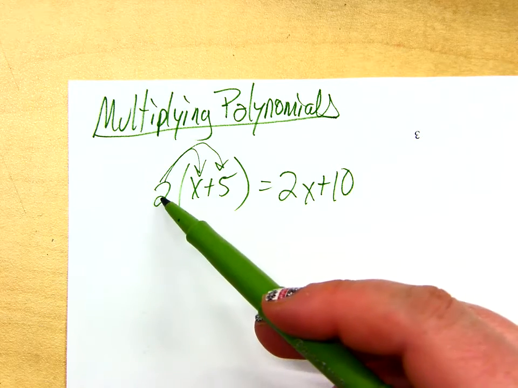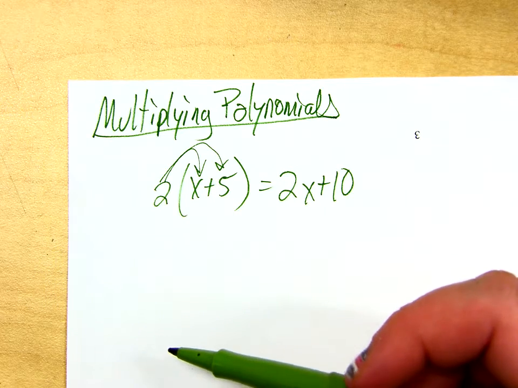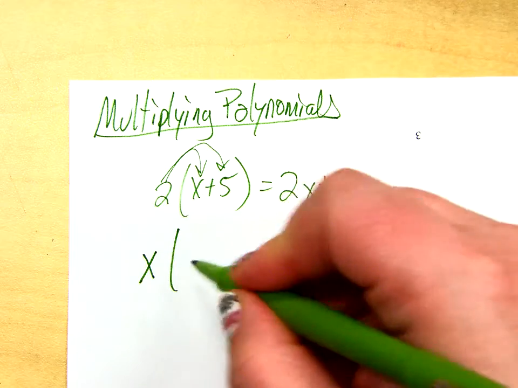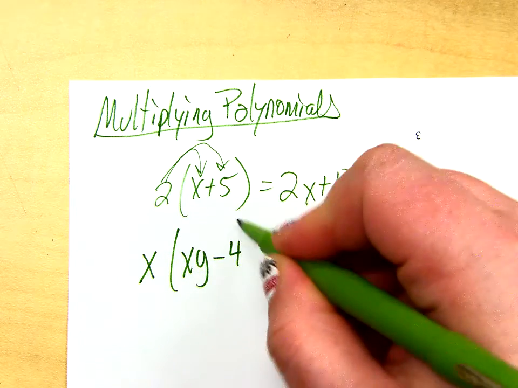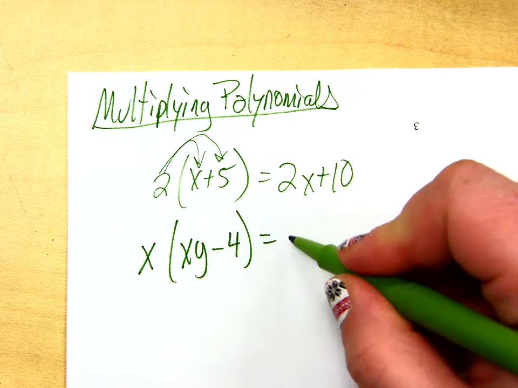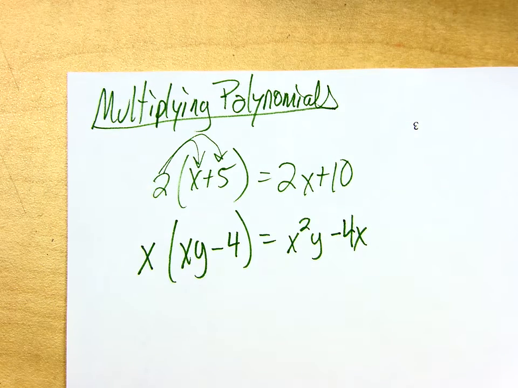It just so happens that this thing is a constant, and then this thing in here was a binomial. So you really multiplied a monomial times a binomial. Let's do one a little bit more interesting. I want you to do x times xy minus 4. If you distributed that in, what's that going to come out to? X squared y minus 4x, if you just distribute that x in there. So there's another monomial times a binomial.